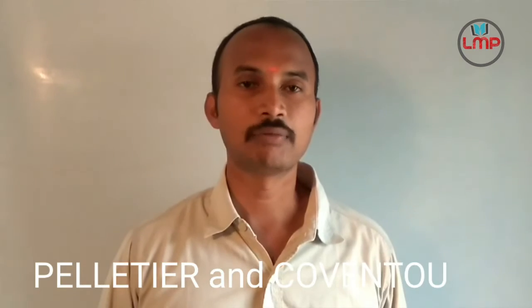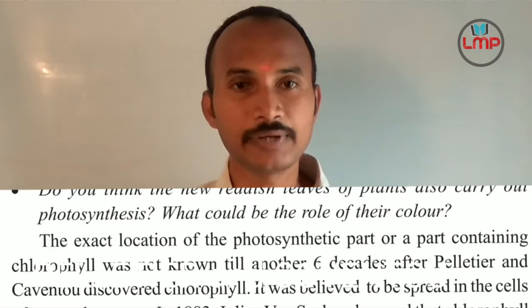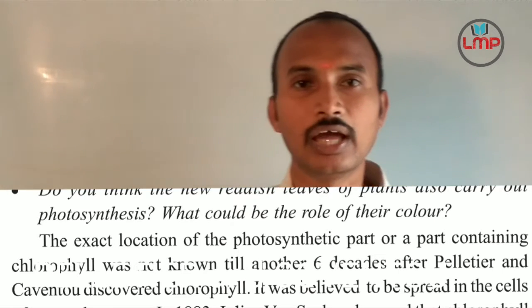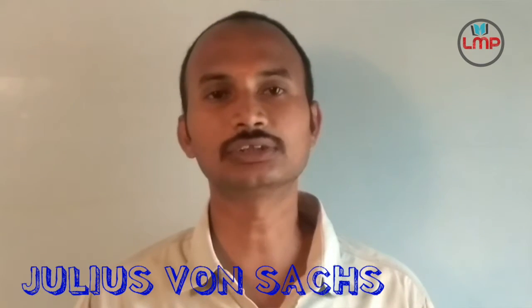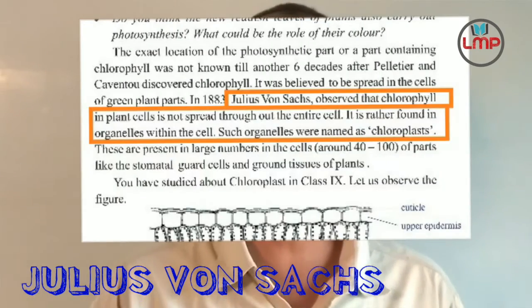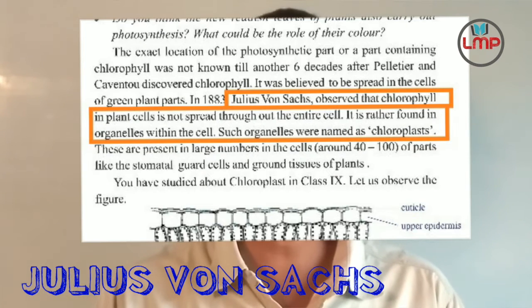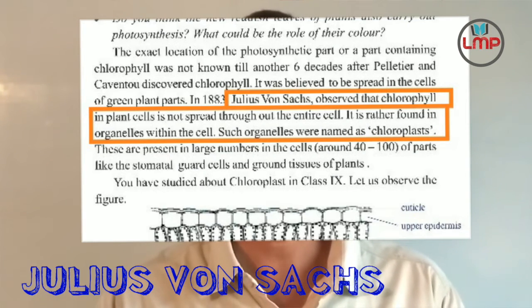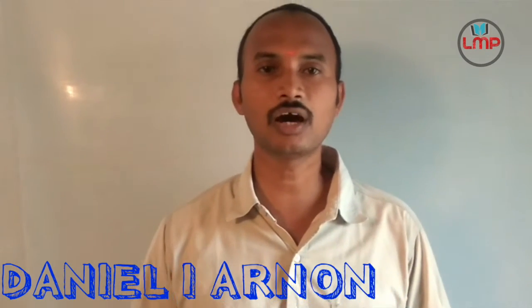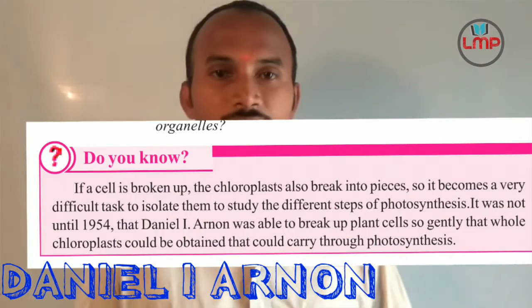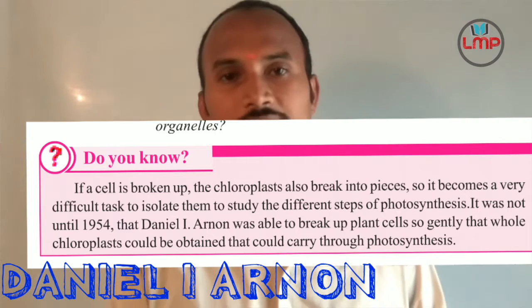Next scientist, Pelletier and Caventou obtained an extract of green color solution and named it chlorophyll. Julius von Sachs observed that chlorophyll is not spread throughout the entire cell and is confined to only a particular part or organelle. It is named the chloroplast. And next scientist, Daniel I. Arnon. In 1954, Daniel I. Arnon successfully separated the chloroplast from the plant cell without damage to the chloroplast.